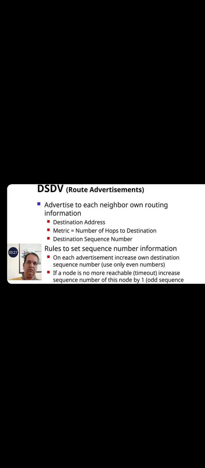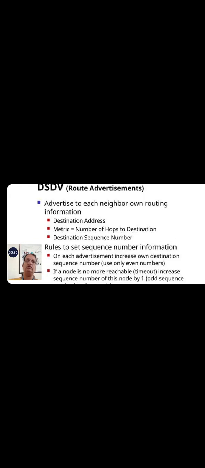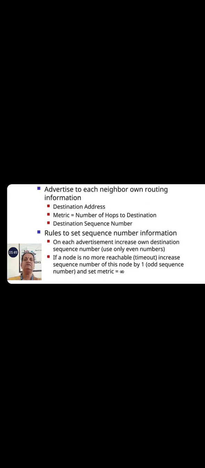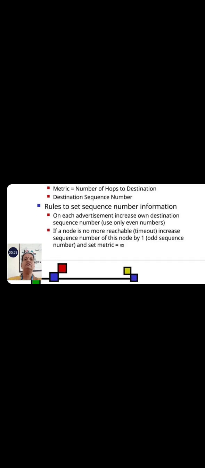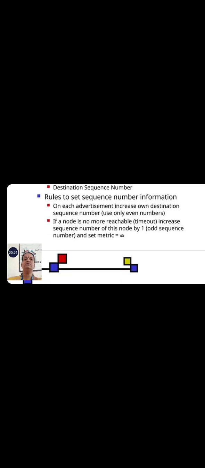Now the advertisement of the route. Once the route is found, how do we advertise it and make it clear to the other nodes? The first thing is to advertise to each neighbor its own routing information. For its neighbors, it indicates the destination address, the number of hops, that is the metric, and the destination sequence number. The rule for setting the sequence number information is on each advertisement. Upon receiving each advertisement, the sequence number has to be increased. Use only even numbers, so even numbers will be used for the sequence numbers.